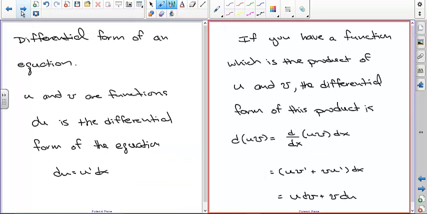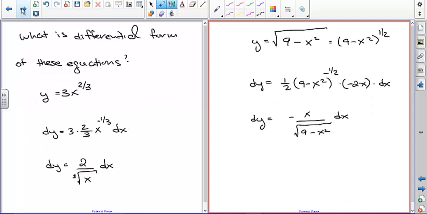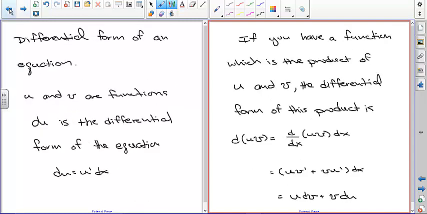What does it say? Okay, I think this is the last thing I want to talk about. Oh, because we're going to talk about the differential form of the equations. Okay, now let me read this.